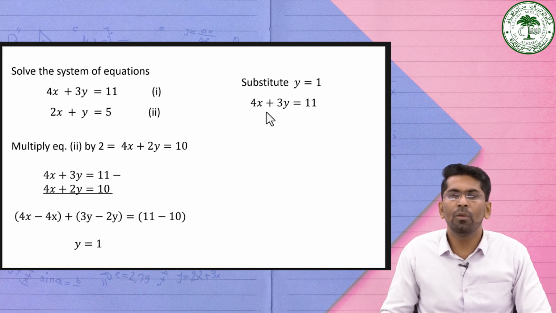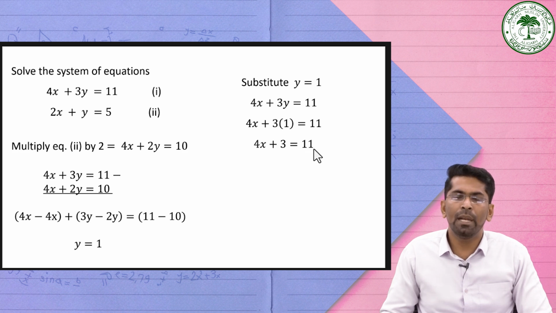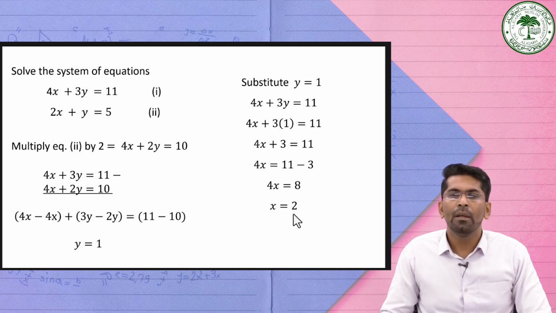Equation number 1 is 4x plus 3y is equal to 11. Here we are substituting the value of y is equal to 1. So it will become 4x plus 3 into 1, instead of y I am substituting 1, which is equal to 11. 4x plus 3 is equal to 11. If I subtract 3 from both sides of the equation, it will become 4x is equal to 11 minus 3. So 4x is equal to 8 and x is equal to 8 divided by 4, or dividing both sides of the equation by 4, 8 divided by 4 is equal to 2. So we have the value of x is equal to 2.